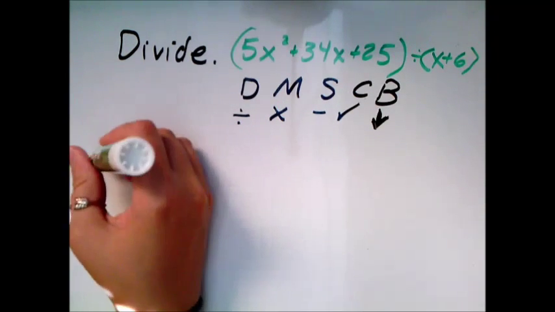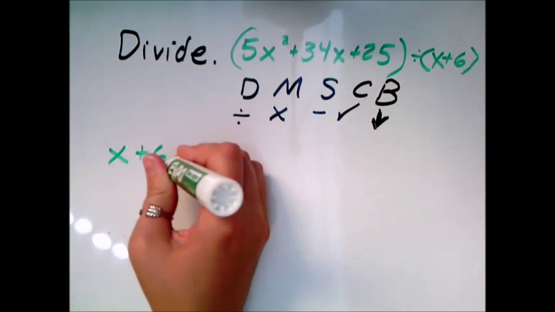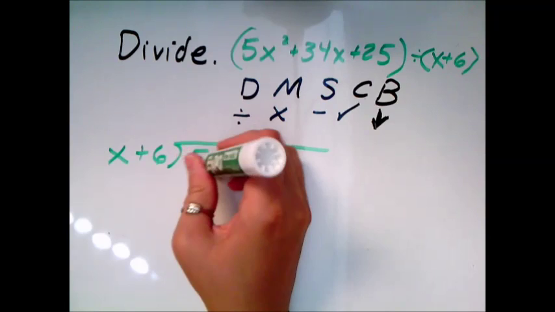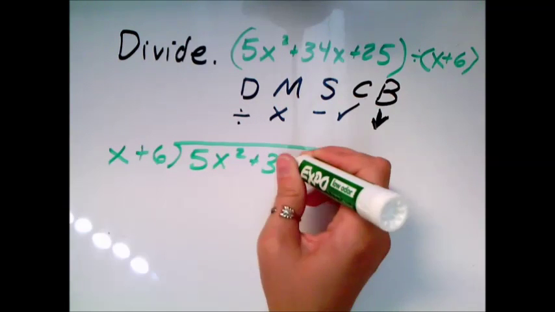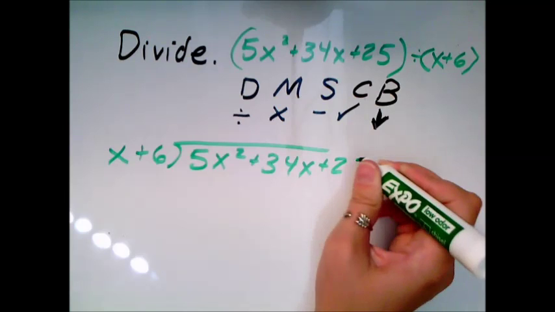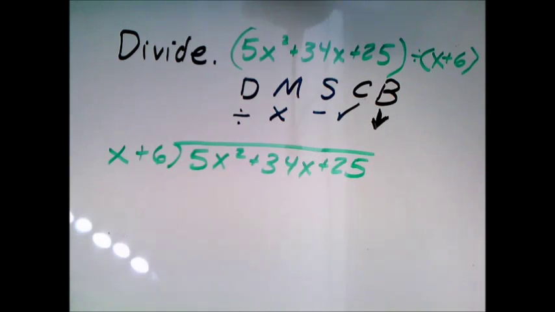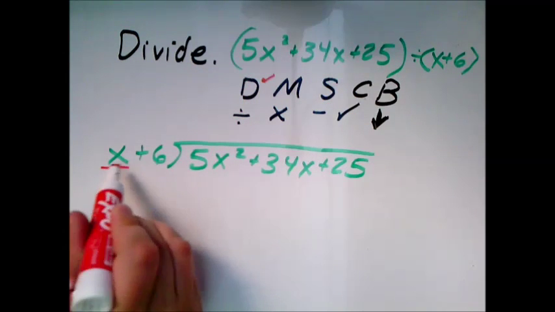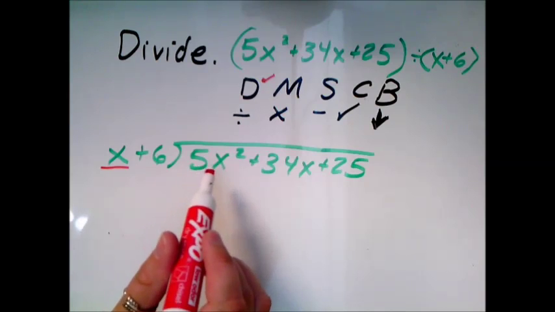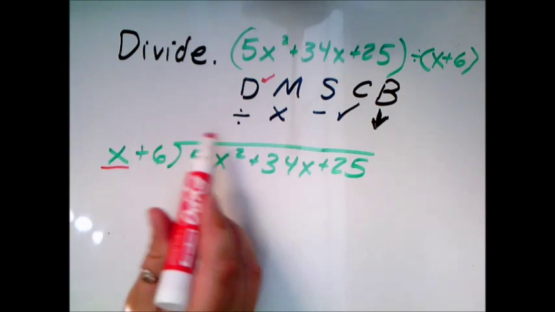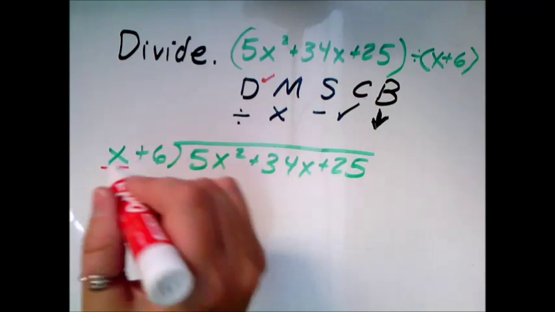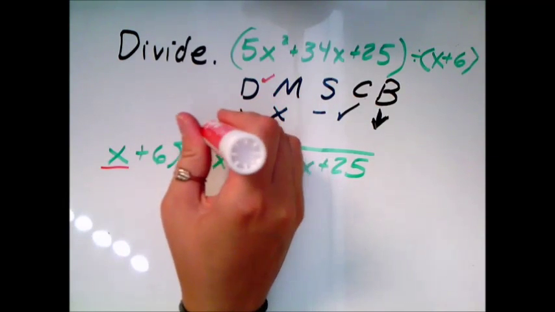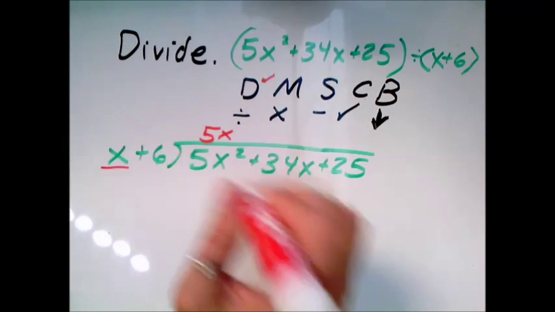So we are trying to divide x plus 6 into this 5x squared plus 34x plus 25. So when we're dividing, first step, divide, I'm saying how many times does just this first term go into this one? Now it's easier to ask yourself, what do I have to multiply by this to get this, than it probably is to think of it as division. So I have to say, what could I multiply by x to get 5x squared? Well, how about 5x? 5x times x will give me 5x squared.